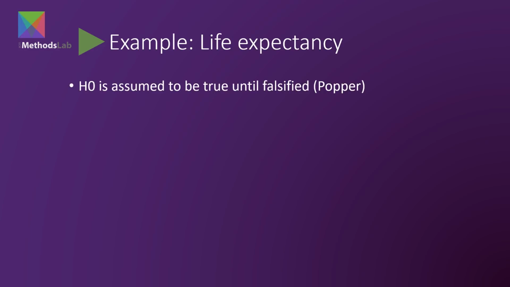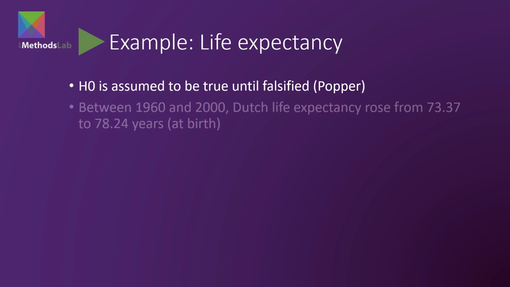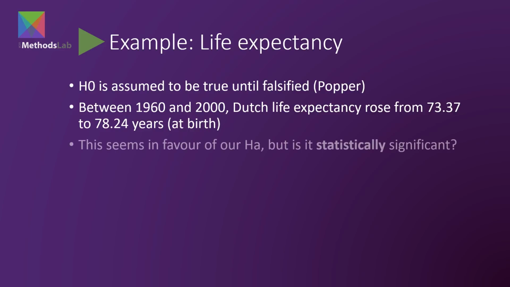So to come back to our example about life expectancy in the Netherlands. First of all, the null hypothesis is assumed to be true until we falsify it. Here's some data. Between 1960 and 2000, Dutch life expectancy rose from 73.37 to 78.24 years at birth. So, of course, this is higher, so that seems in favor of our alternative hypothesis. It has risen. But then the question is not, has it risen, but is it statistically significant? Or might this be a random fluctuation in life expectancy? You know, might it go down again in 10 years?